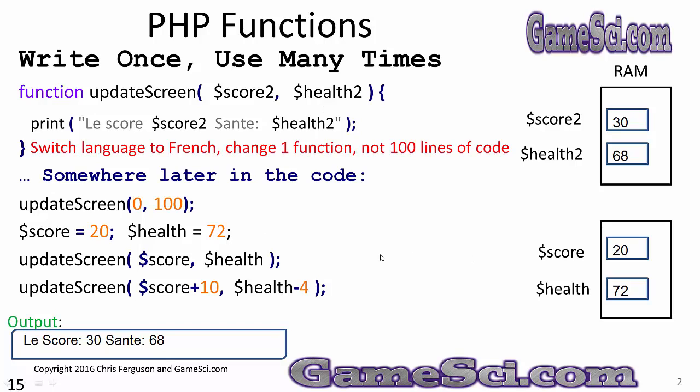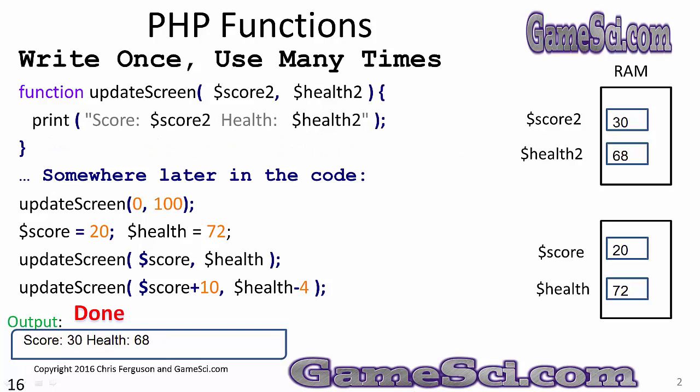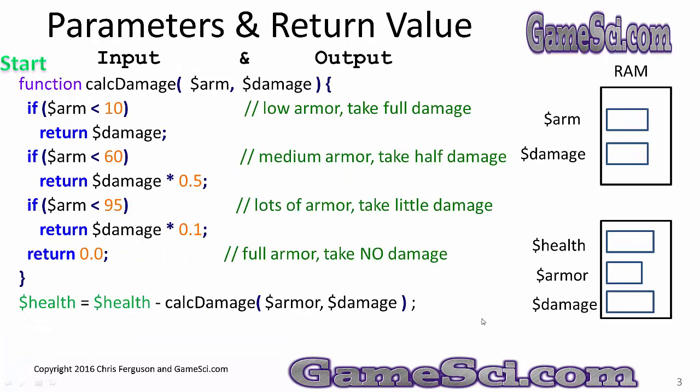This is an important concept of why we use functions. The second reason we do functions is to break large problems into smaller problems. Let's take a closer look at parameters and return values. Remember, parameters are input to a function, and return values are the output of a function.